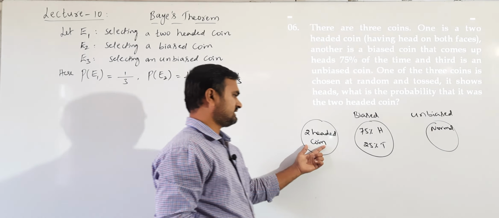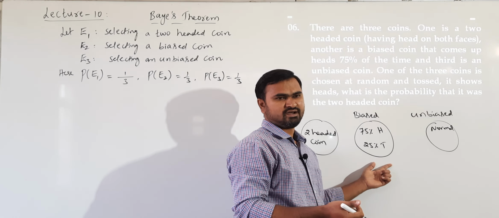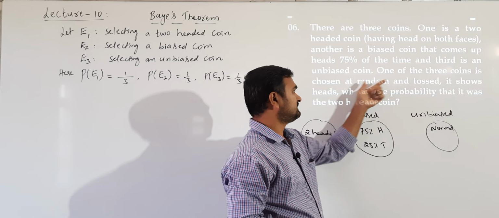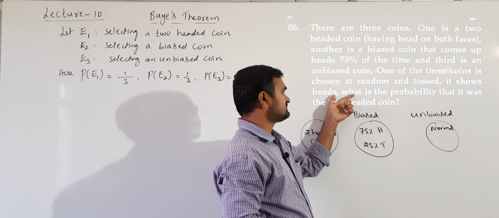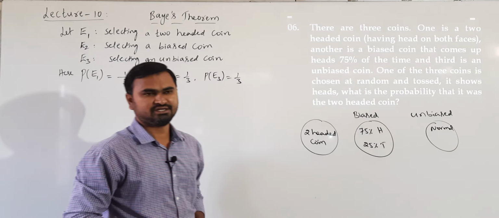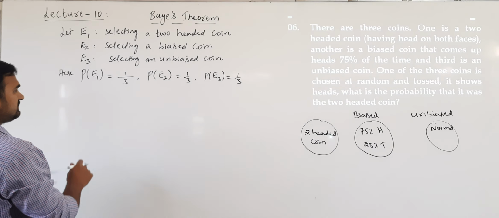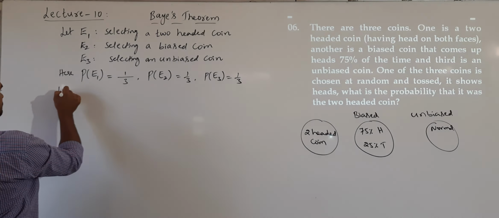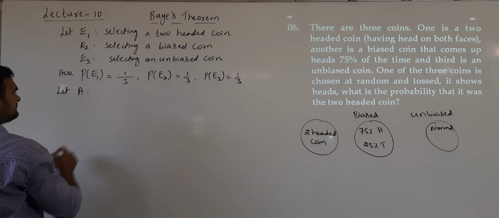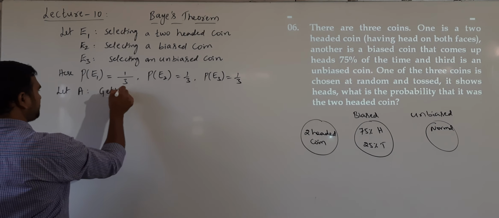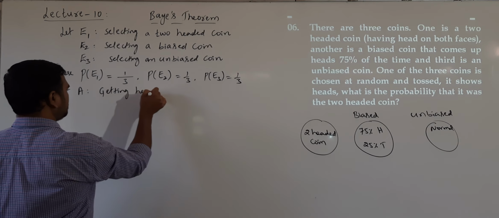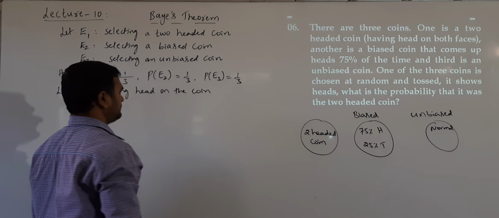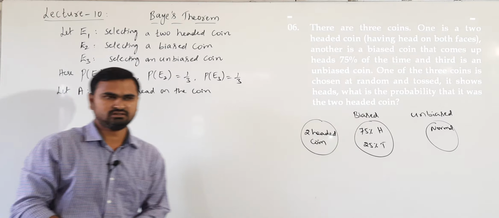Now after selecting one of the coins, we are tossing it and we know the result. What is the event that has already happened? One of the coins is selected at random and tossed, it shows heads. We are interested in getting head. So let us define the common event which may occur in E1 or E2 or E3. Let A be the common event, getting head on the coin. A is the event of getting head on the coin.